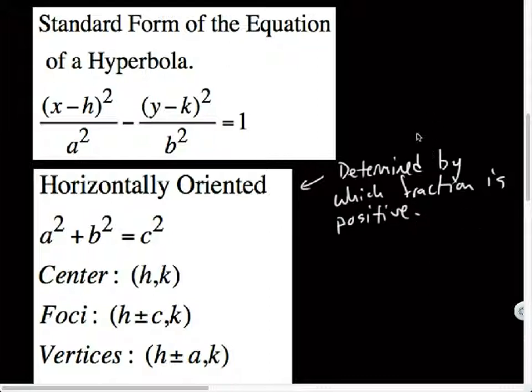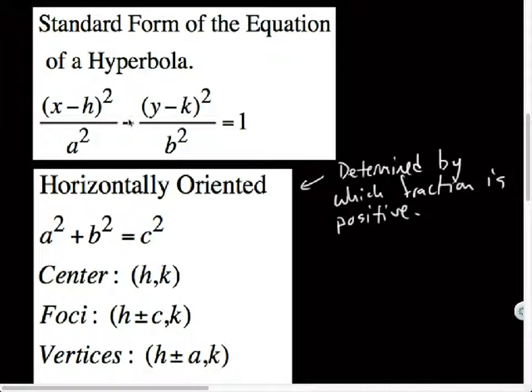So that's good stuff. Unlike with the ellipse, we determined the orientation based off of which denominator was larger. In the case of a hyperbola, that doesn't necessarily work. We might have a larger denominator in the negative fraction, and you'll see with my graph coming up in a moment that can be the case. But it's whichever fraction is positive.